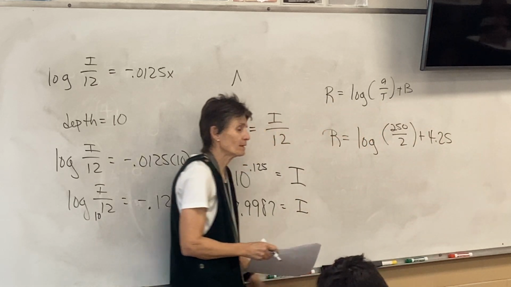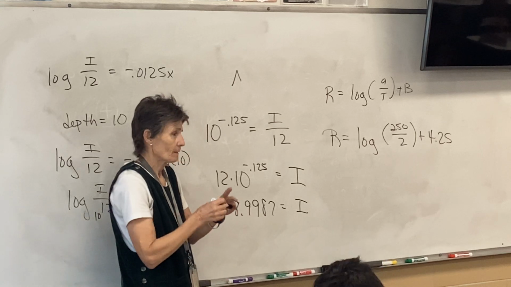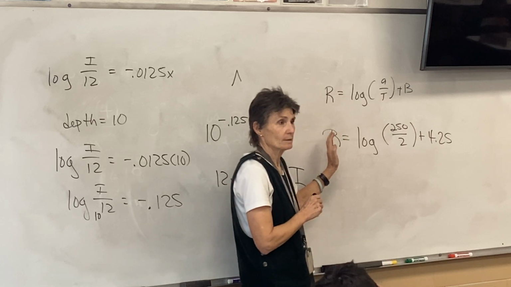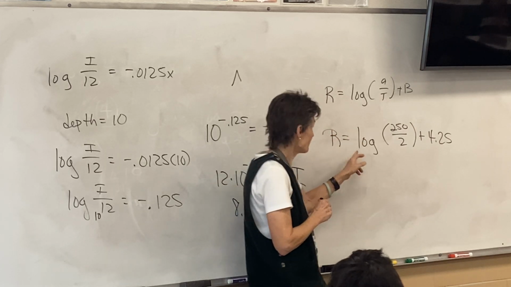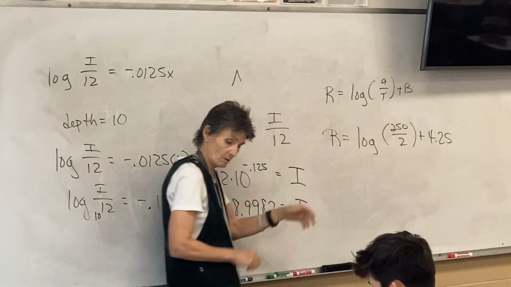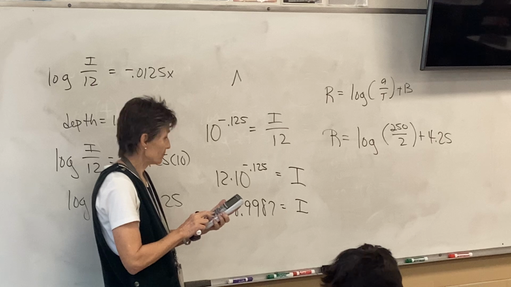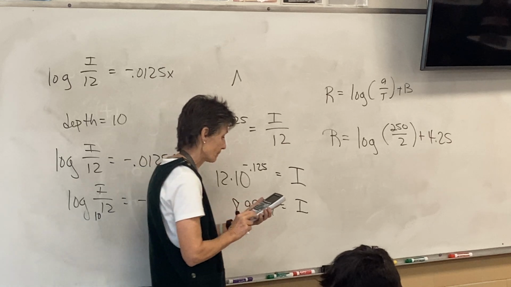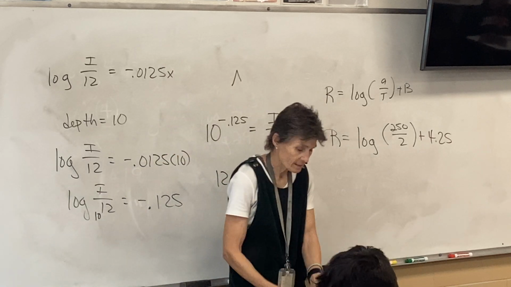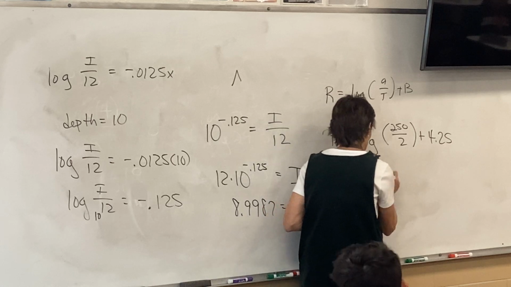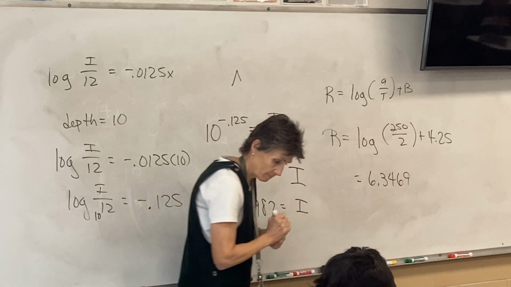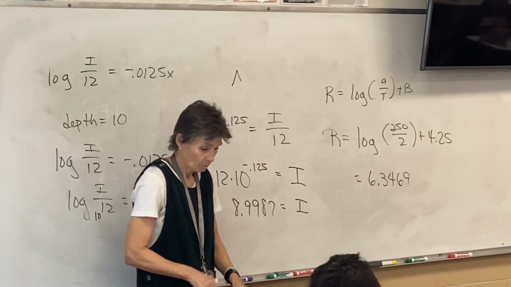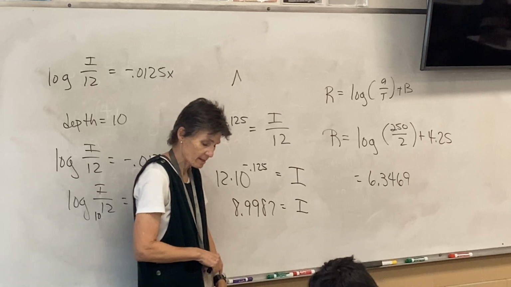Isn't this easy? I'm just going to plug it in. Now notice, my variable is already solved for. It's over here all by itself, R equals. So I'm just going to type that in on your calculator. Wow, that's easy. Did you get 6.3469? Does that look okay? Yeah. We're not going to do the second part because it's just too easy.